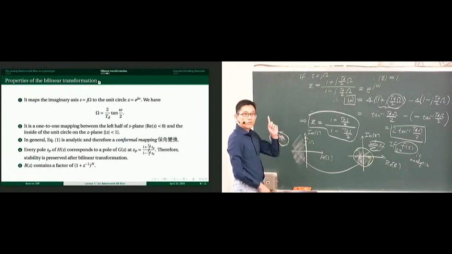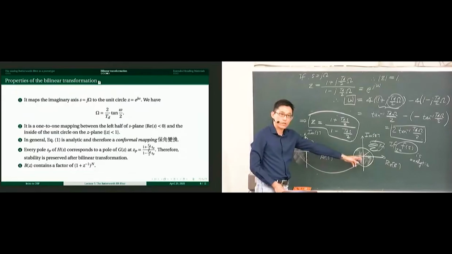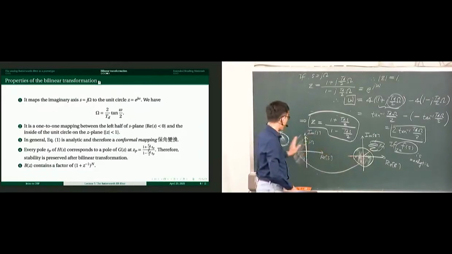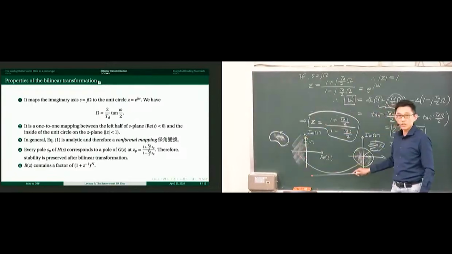So I want to invite you to think. But here, this is not a closed contour, right? The imaginary axis is an infinitely long line. But let's apply this property: what's on the left-hand side should still be on the left-hand side after the transformation. So the left-hand side of the imaginary axis obviously should be the left half plane, right?